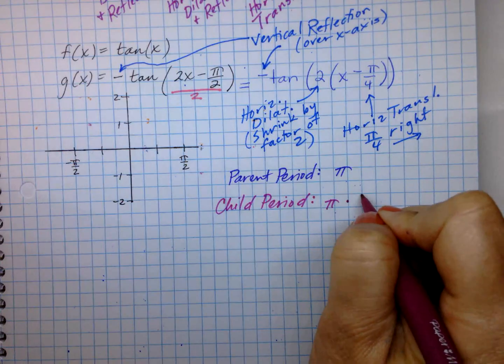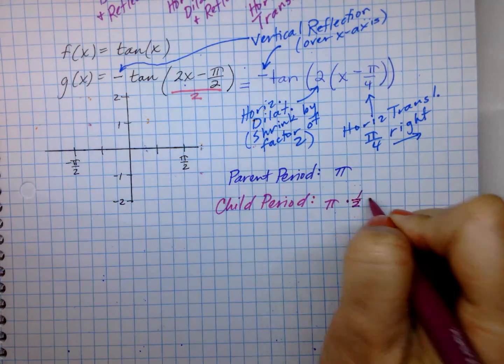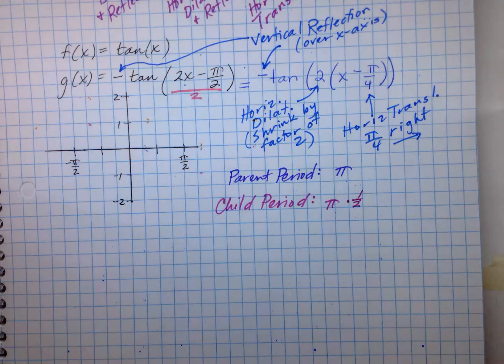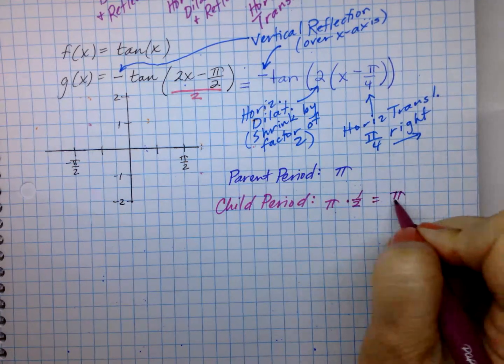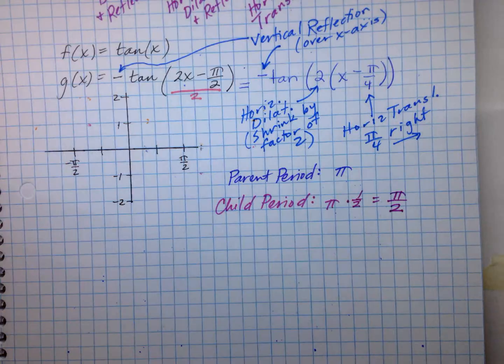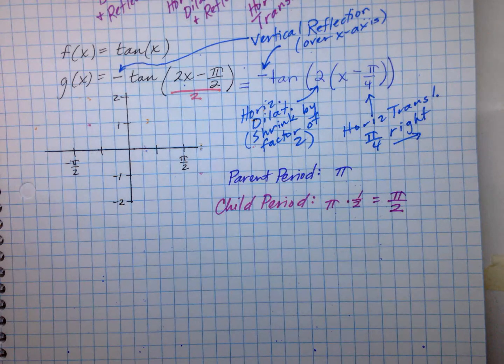Either you can think about it as timesing by 1/2, multiplying by 1/2, or dividing by 2. Either way, it's going to get you to the same place, that we now have a period of pi over 2, so half of what it was before. Now let's look at that interval calculation, the same one we were doing on the sine video.